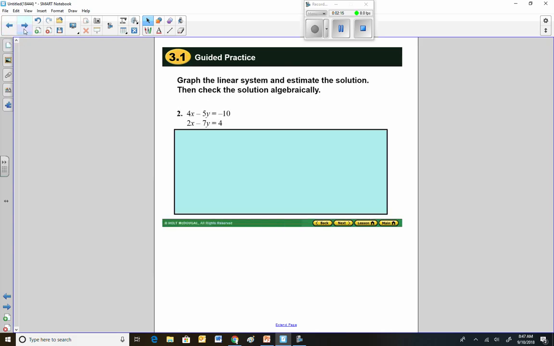All right, I would like you guys to graph these 2 equations, pause your video, graph the 2 equations, see where they intersect, and that should be the solution. Pause your video, give it a try.